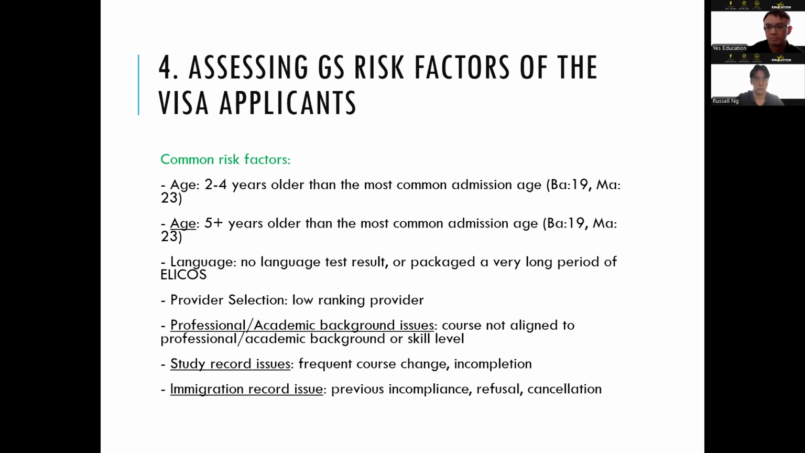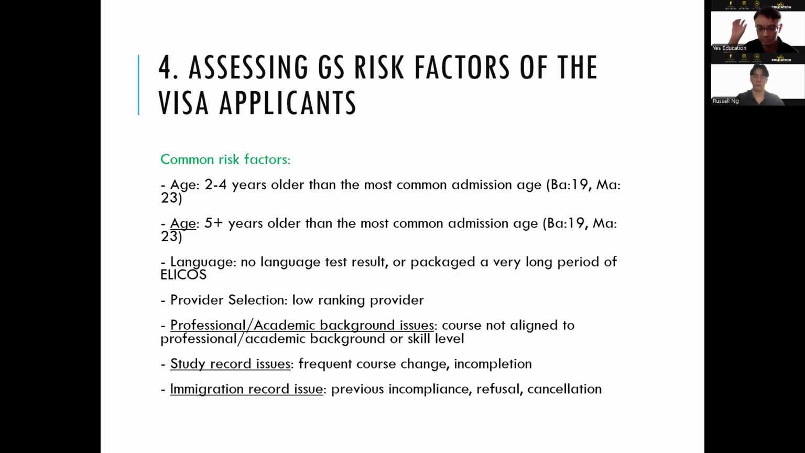And then it's the provider selection may be an issue. If a student is enrolling into a low-ranking provider, that could be a problem. Usually, a group of 8 university is perfect. And if the student is applying for a low-ranking university like ACU, then there could be a problem there.